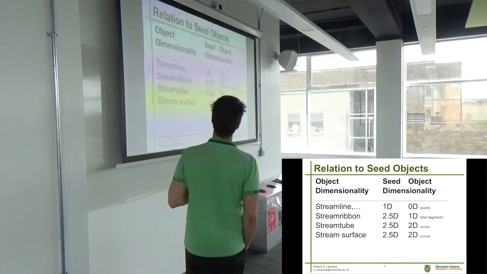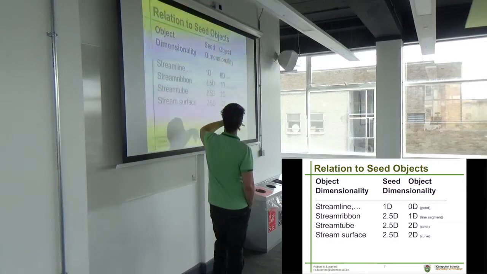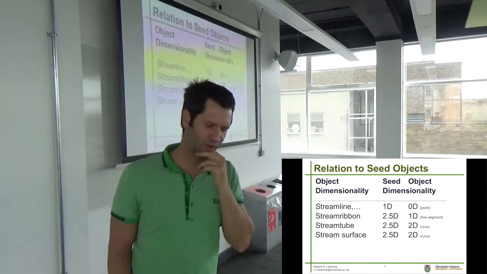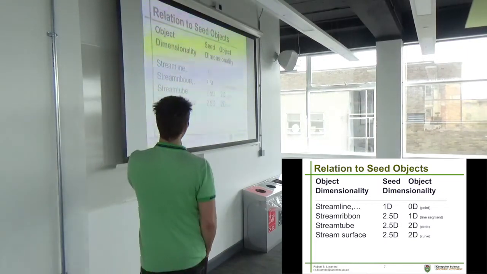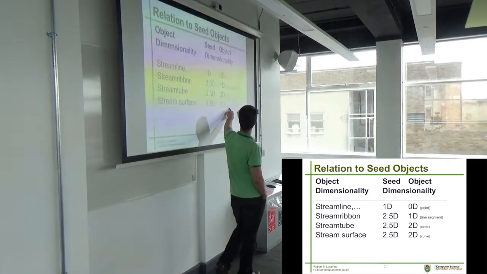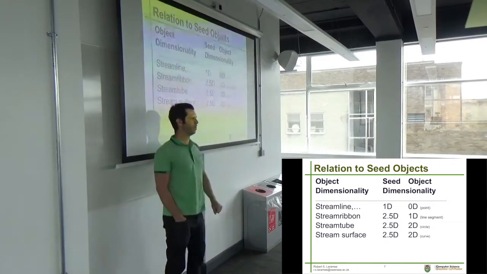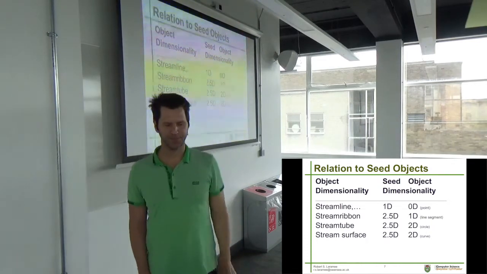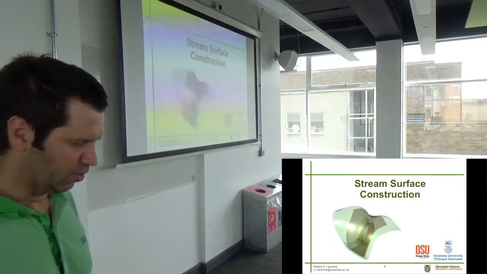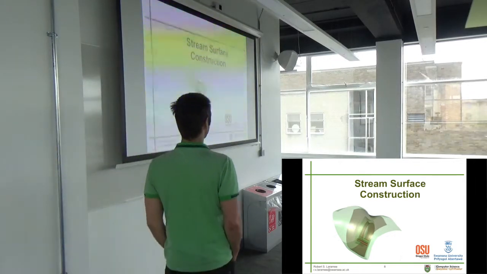Same with a stream tube, except the seeding object is a 2D polygon. Could be a circle, for example, or it could be a square. And it also generates a surface. And we haven't mentioned stream surfaces yet, which we will, but they are seeded with a 2D curve, and they generate a 2.5D object. So stream surfaces are surfaces that are everywhere tangent to the vector field.